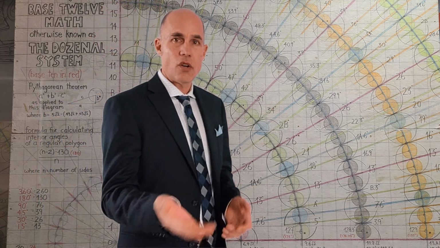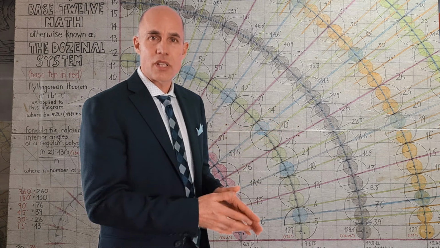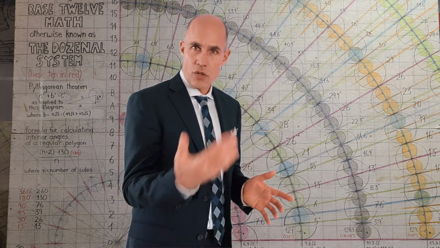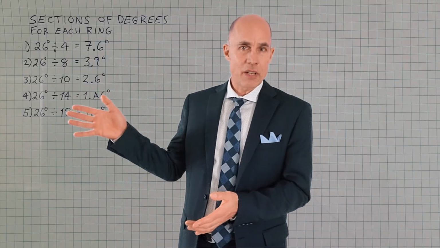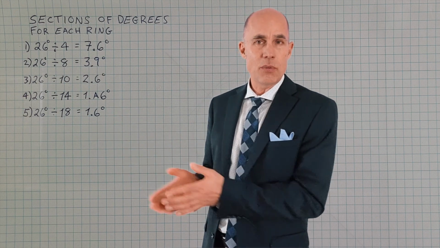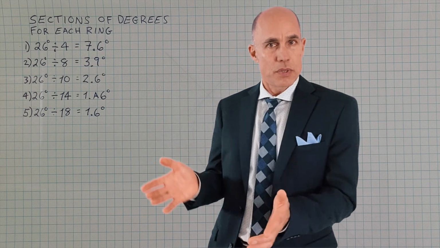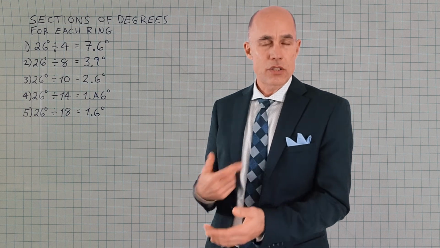And if we want to find out what all those sections are, what are the sections of degrees that we've calculated or created in this particular ring, we can use this formula 26 divided by 18, because in this particular ring 5 times 4 is 18, and we get 1.6. So this particular ring is generating 1.6 degree sections around its circumference.